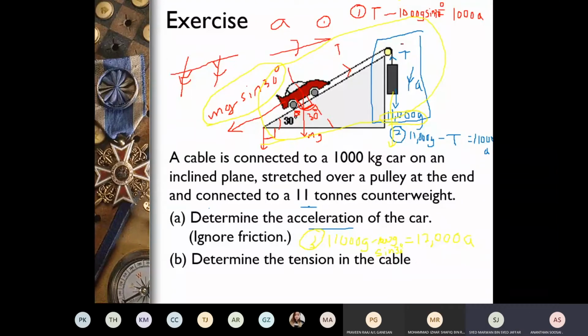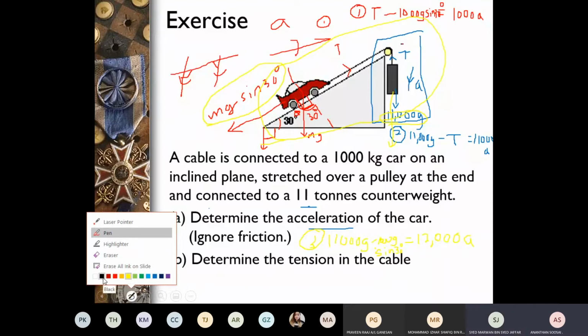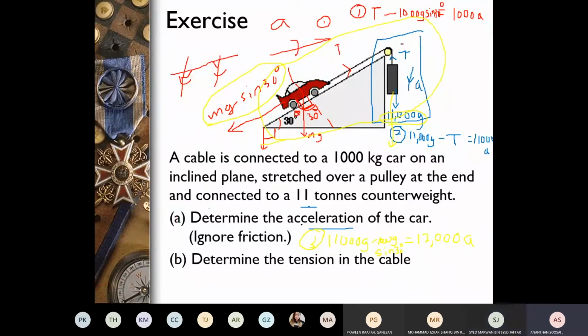Okay, so you have three equations: 1, 2, and the third one. So now tell me, which one do you use to find acceleration? Which equation is suitable? I think the third one. Why is the third one suitable? Because there is only one unknown, only acceleration. Calculate for me. How much is the acceleration? 8.58. Everyone get 8.58?